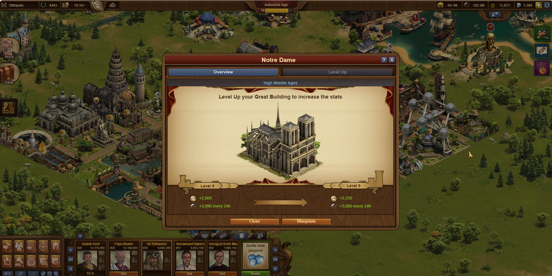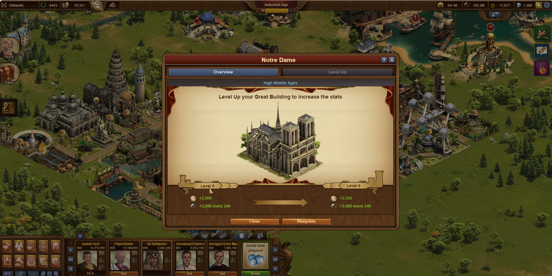Next in my great building collection series is going to be the Notre Dame. I don't remember what the footprint size is. I want to say maybe a 4x6. It provides a couple things, happiness and some supplies. And this is a high middle age building. So let's go ahead and take a look.